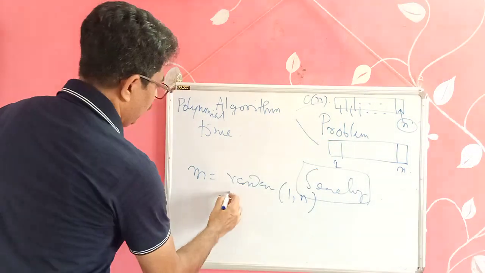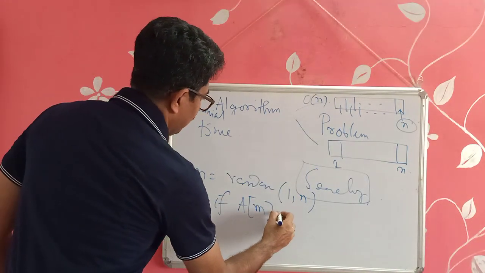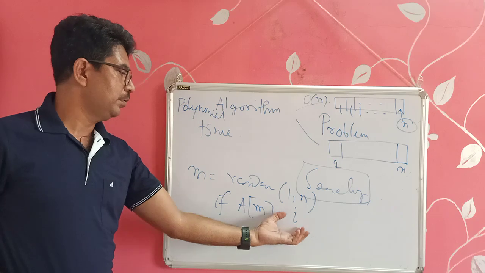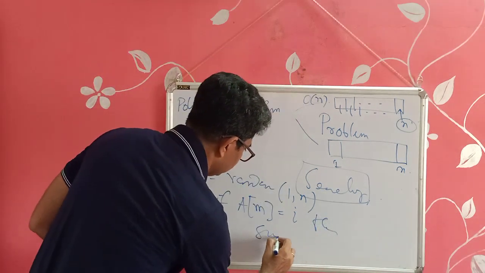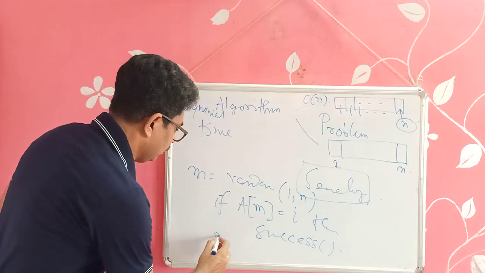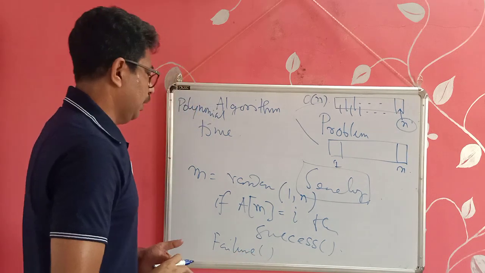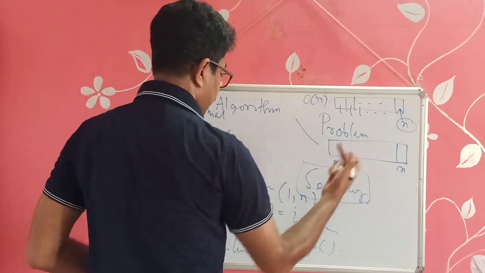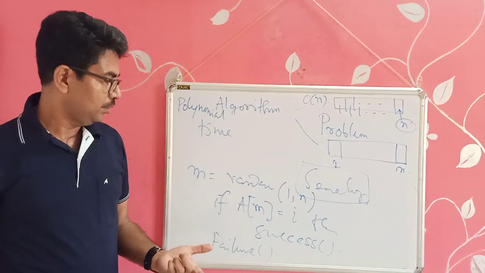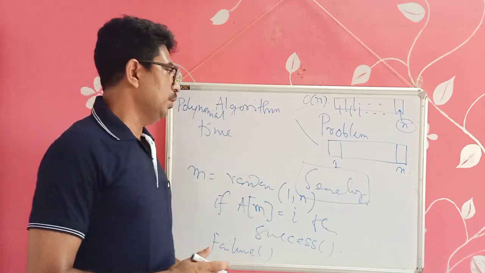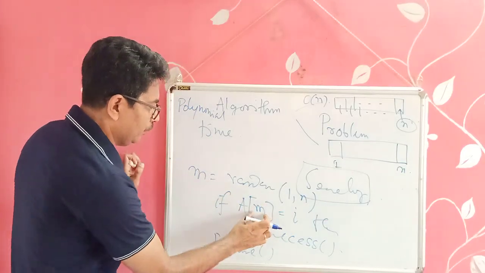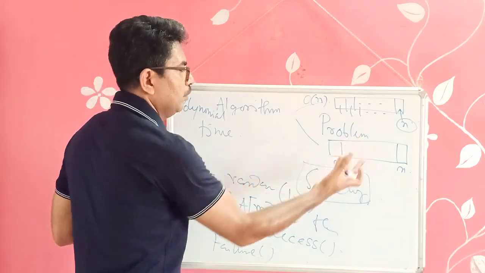Now we check if a_m equals I, the given item. If a_m equals I, then success. If not, then failure. So what we did is randomly select one element, and if it matches this I, we say it is success. Otherwise, failure. If the element is present and randomly we get that particular index, and these two match, then we get success.